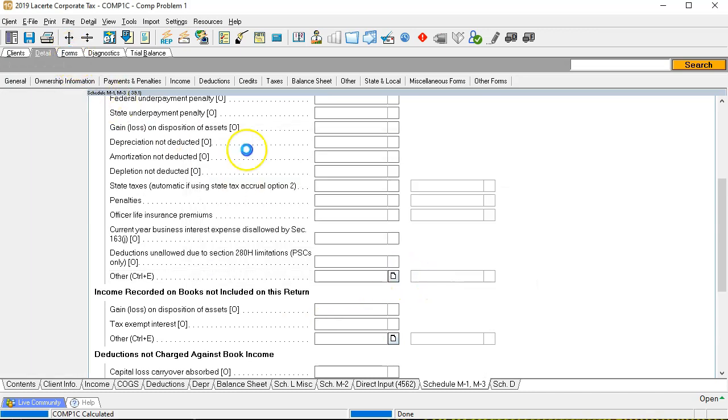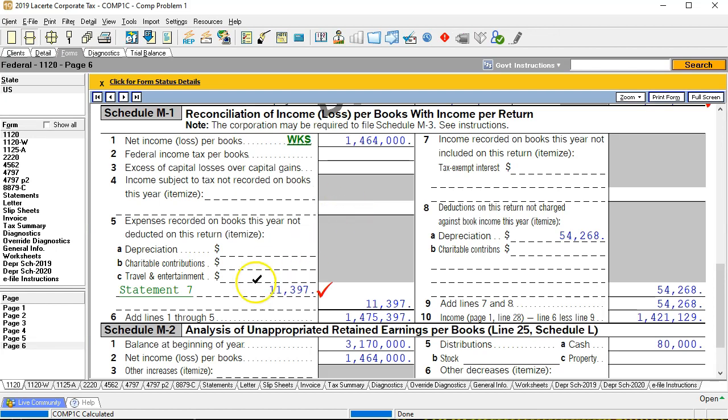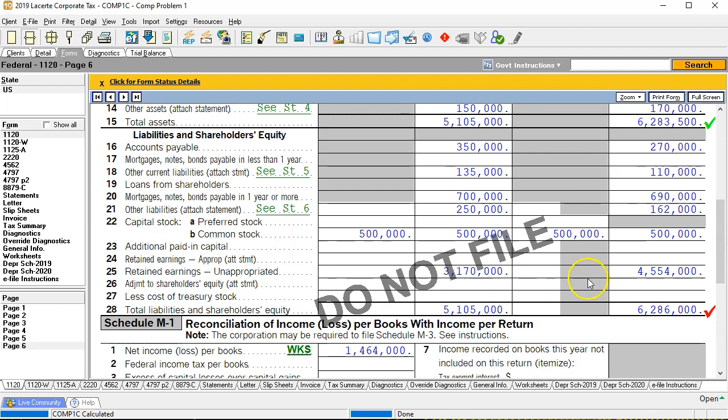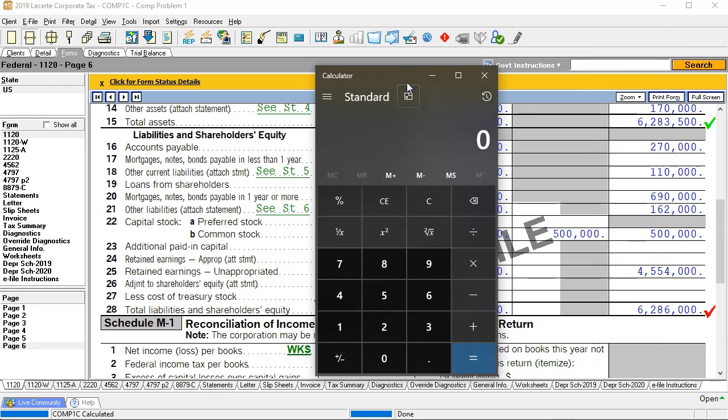Go back to the forms. And so there's the M1 adjustment. Back up top, does that put us in balance? We're still out of balance. Let's check it out. We're out of balance here. We have the 6,283,500 minus the 6,286, and that's going to be the 2,500.